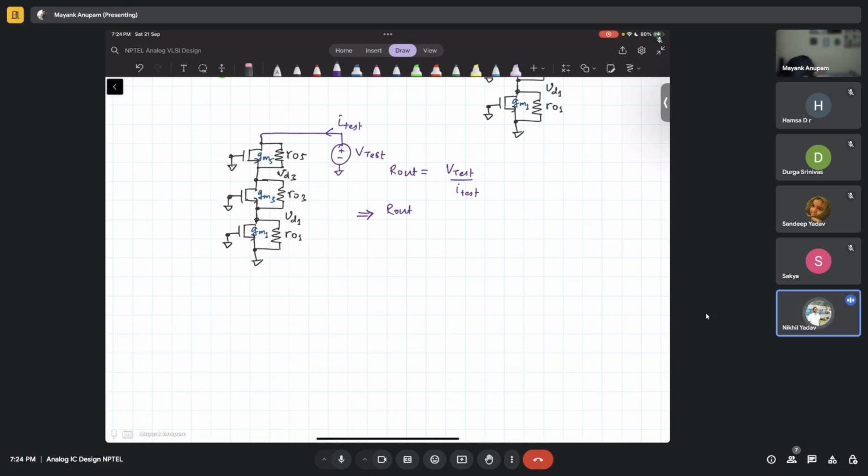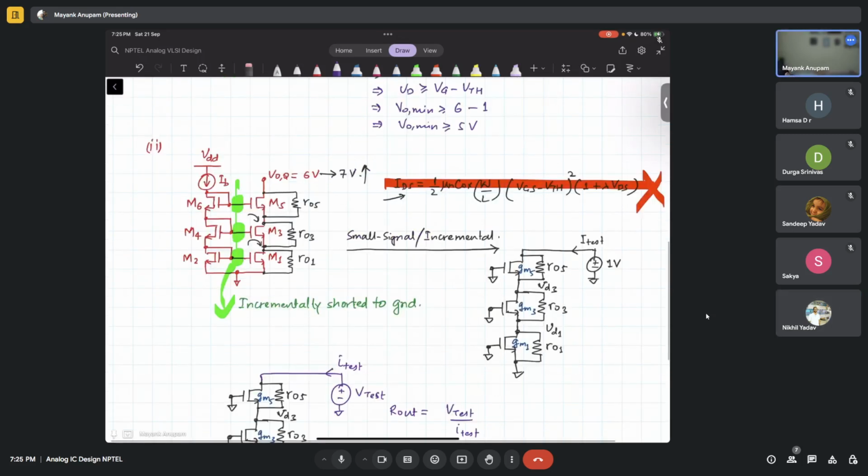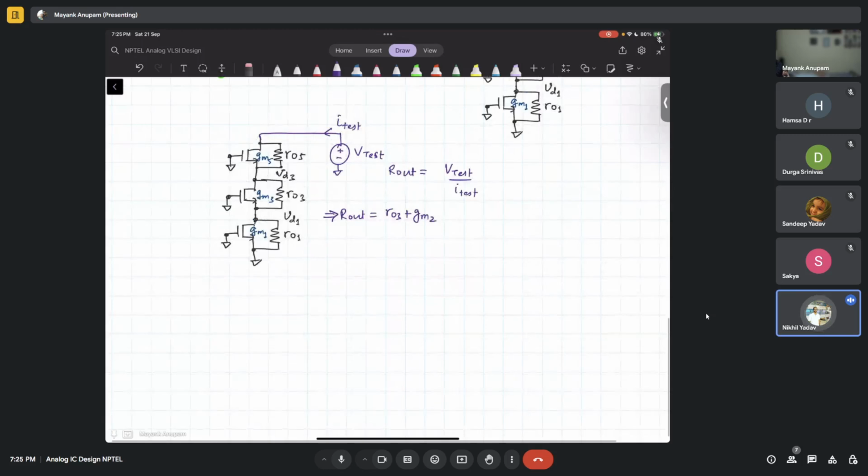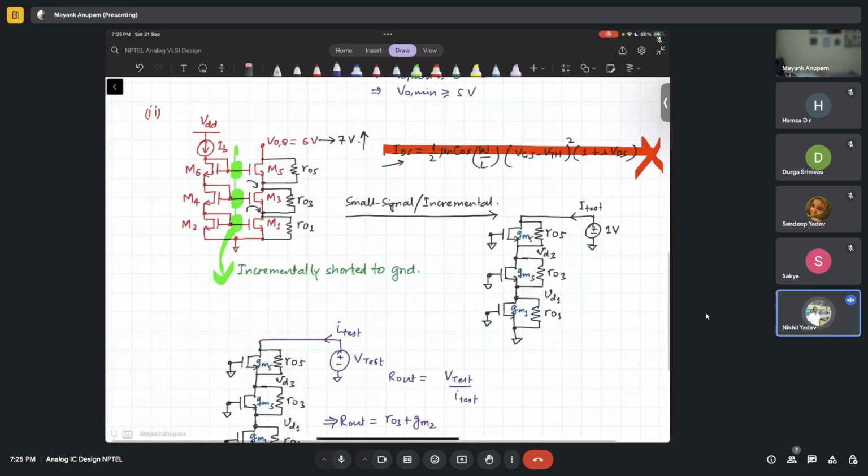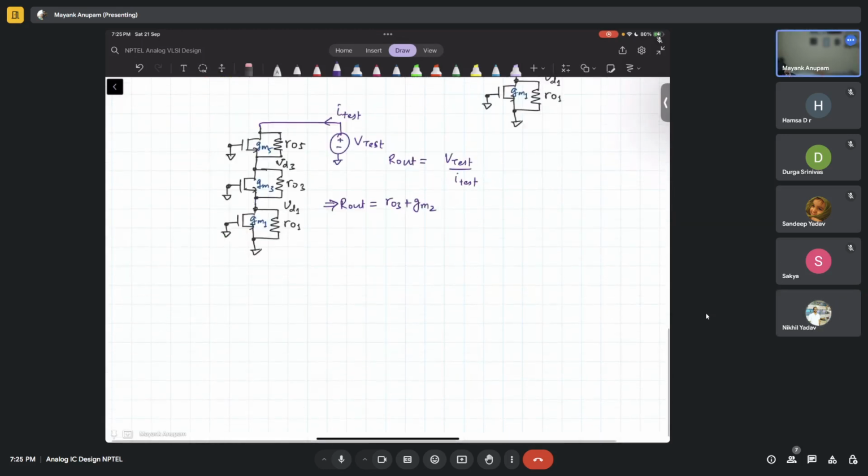Yeah, it will be a complicated expression, slightly. RO3 plus GM2 RO1 RO2. Where is GM1? GM2 here. This is GM1, GM3, and GM5. Okay, that is GM3.